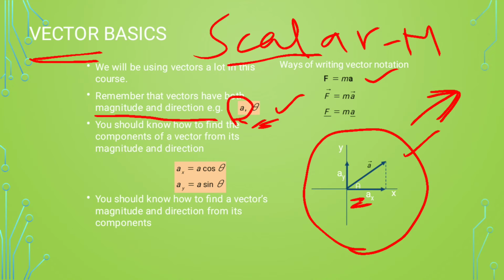Then see here, Ax is equal to A cos theta, whereas Ay is equal to A sin theta. What do this cos theta and sin theta represent? How can we find out cos theta and sin theta generally? What is the formula for cos theta in trigonometry?